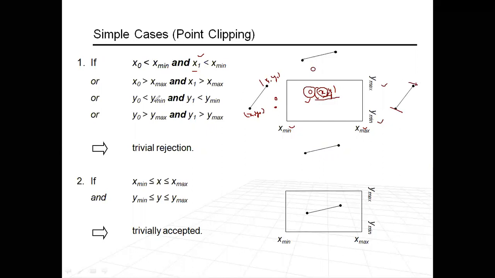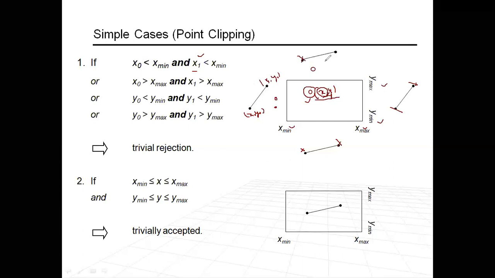Likewise, if y naught is less than y min, then it is outside. If y1 is less than y min, then it is outside. And if y naught is greater than y max, meaning it is above this, then it is outside.